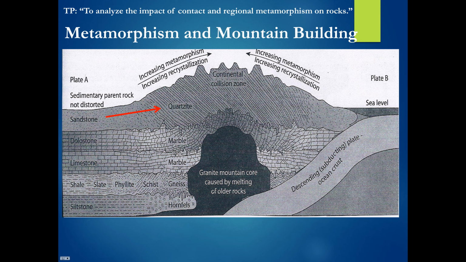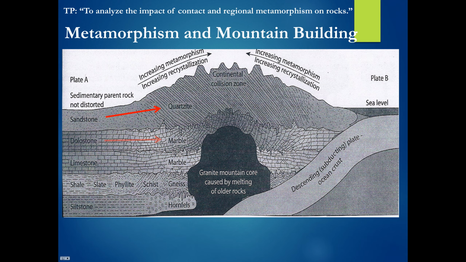So under heat and pressure, right, so we have parent rock, not distorted. So a piece of sandstone that's not distorted, parent rock, pre-existing, can turn into quartzite. So this is an example of plate tectonics, two plates interacting. Oceanic plate is moving to the left, and this continental plate is moving to the right.